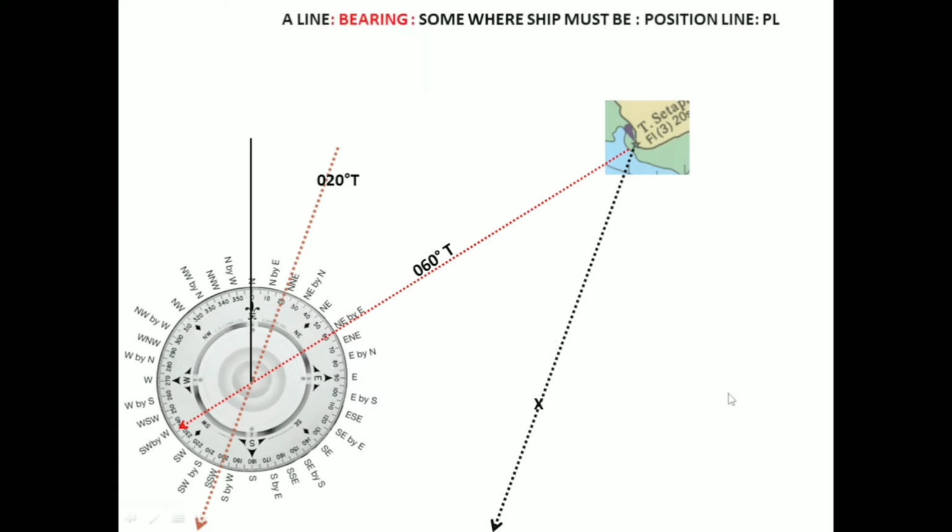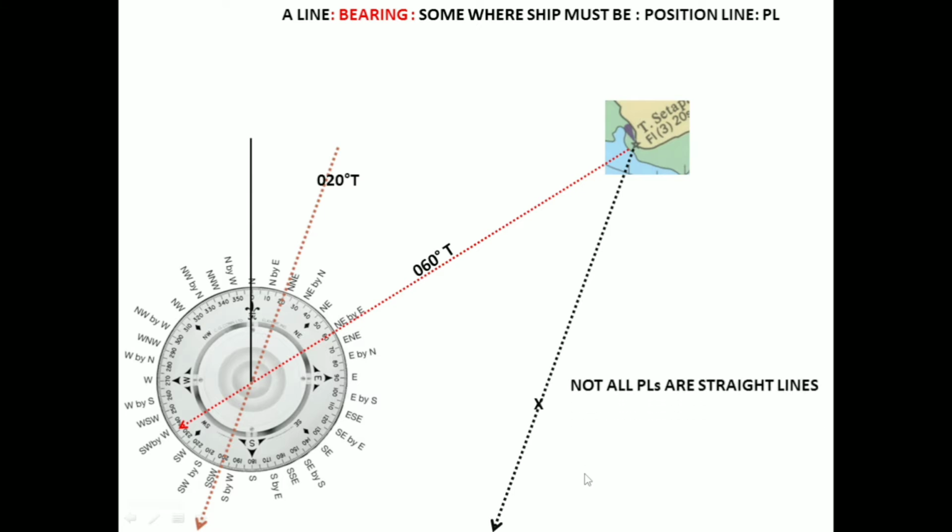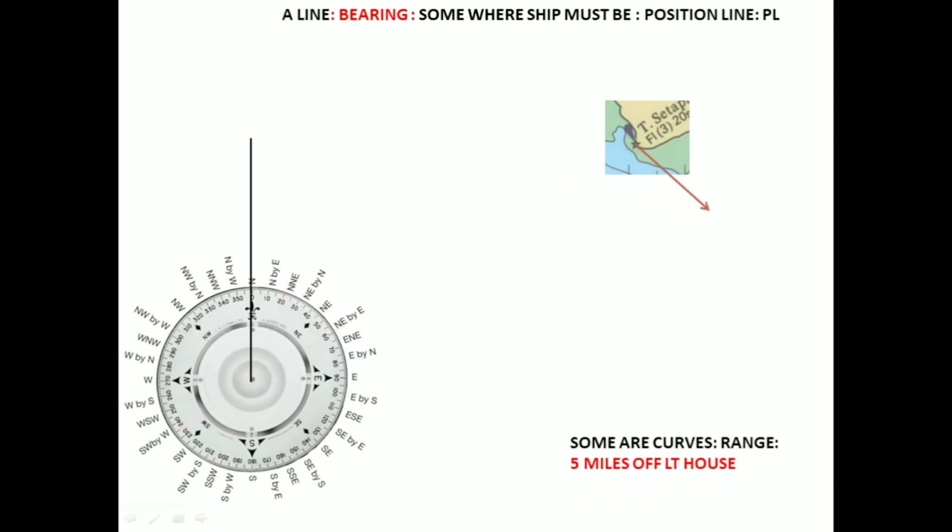Now this bearing here is your position line. You should be somewhere on this line. The ship must be somewhere on this line. Now not all position lines are straight lines. Some can be curves. If I had a radar and I figured out that an object is 5 miles off, then if I draw a circle with 5 miles radius, I would be somewhere on this circle, and we call this a position circle.